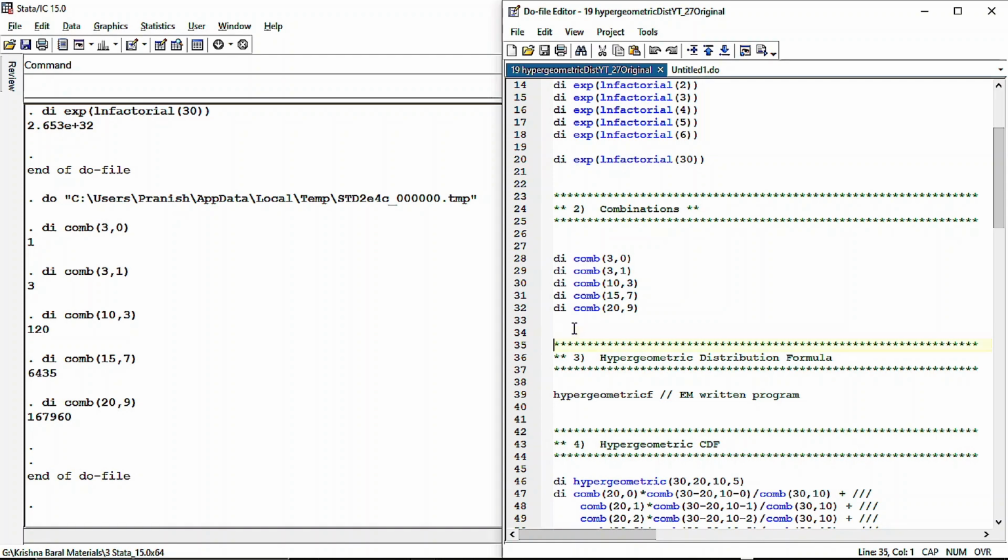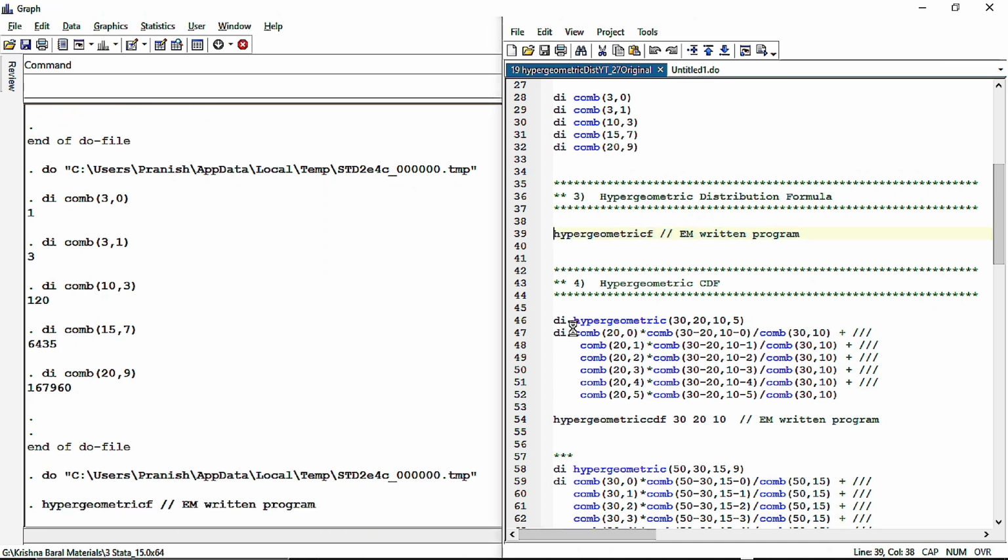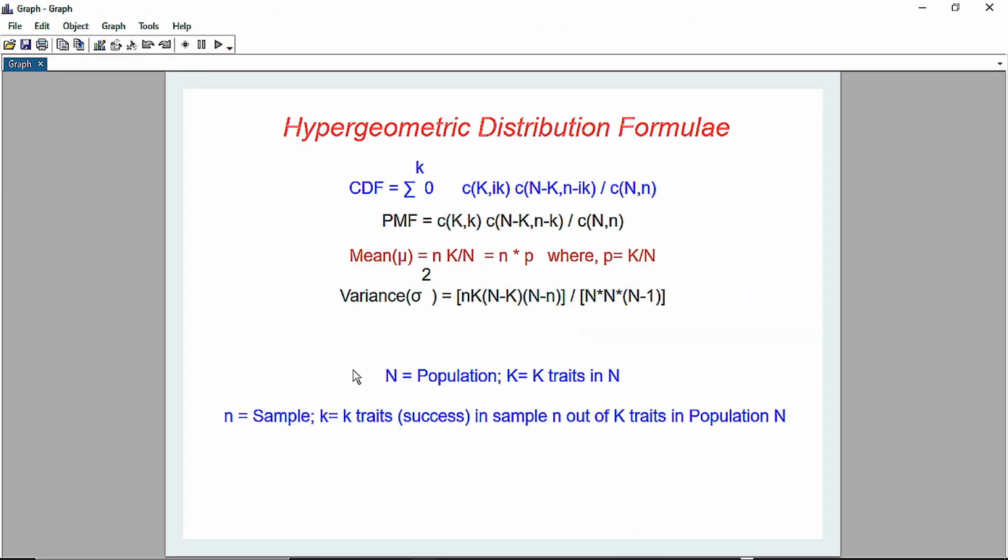And this combination is very useful to calculate the CDF and PMF of a hypergeometric distribution. Let us see some of the formulas and we'll explain them as well. So the mean is calculated by n multiplied by k by N, where, for our convenience, N is the population and k is the attribute of interest in that population, and n is the sample.